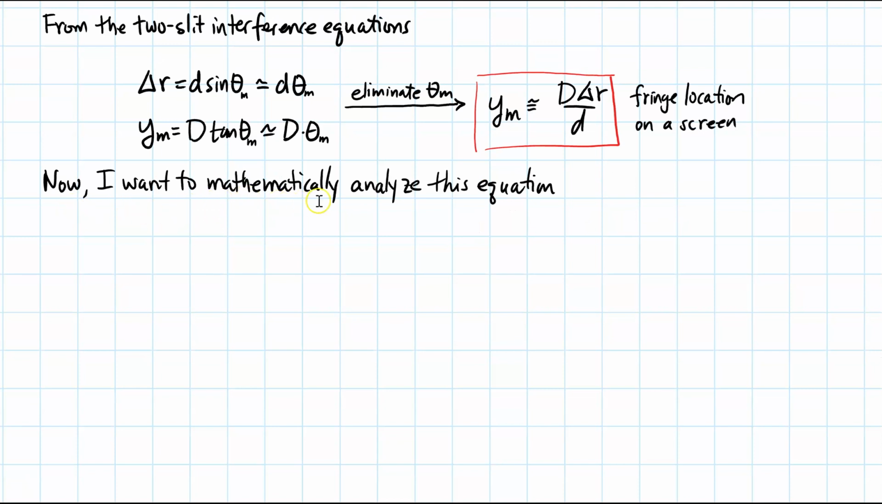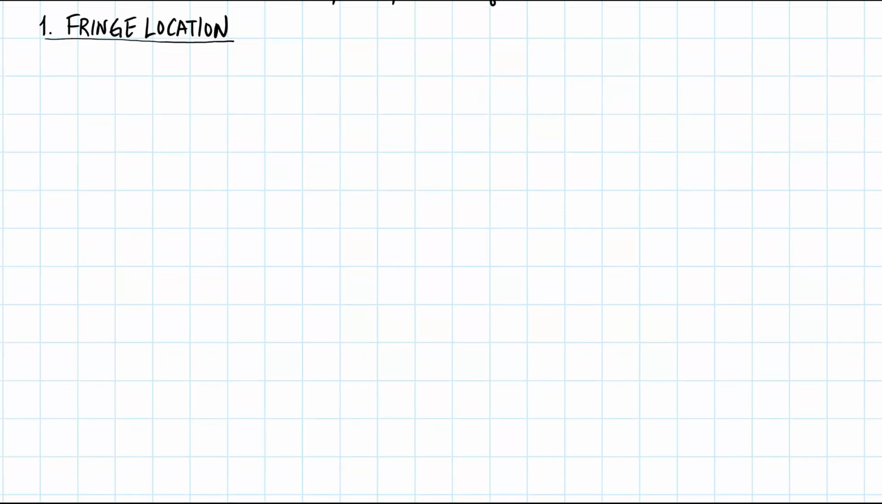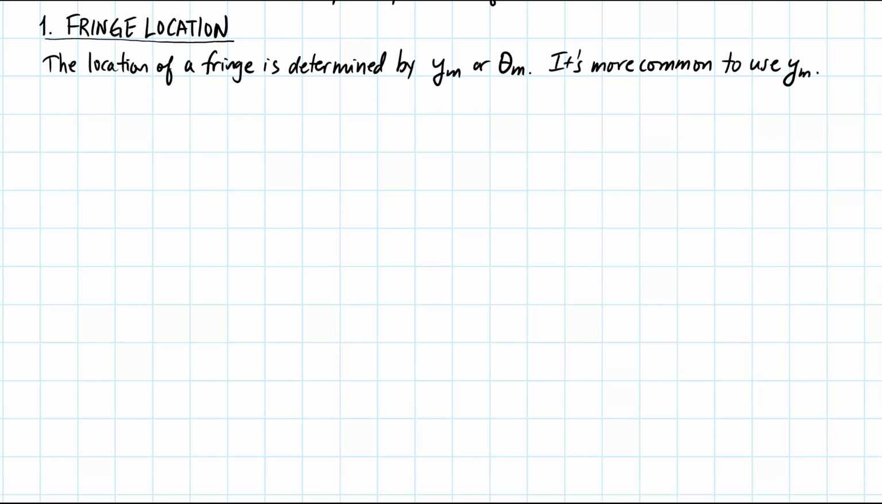Now I want to mathematically analyze this equation and its details. The fringe location. There's two ways to locate a fringe, either by calculating y of m or theta of m. However, it's more common to use y of m.